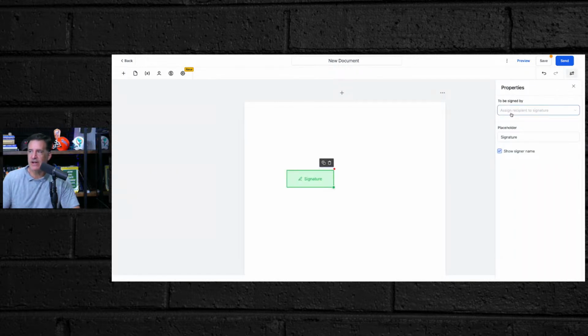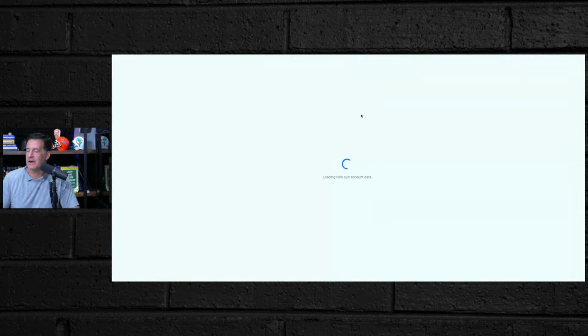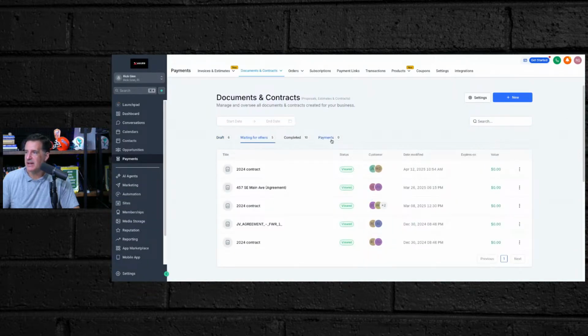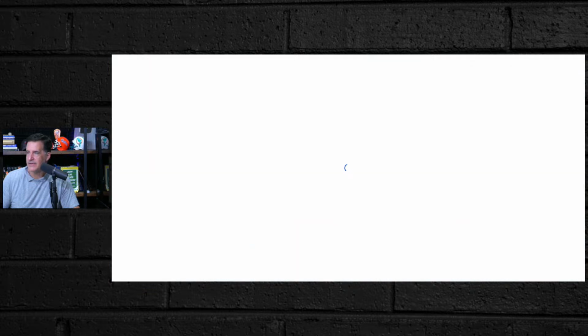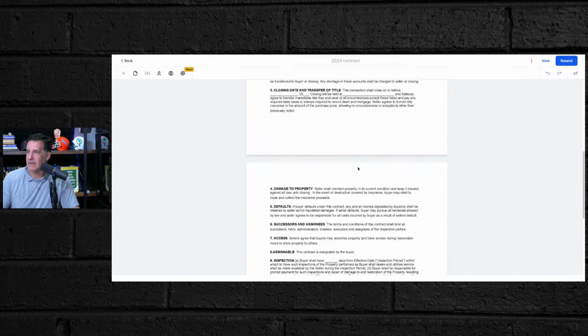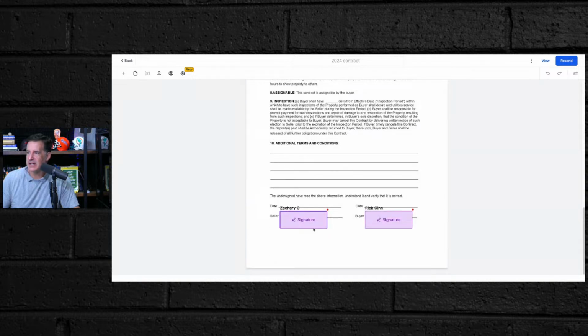They get an email. And here's the really cool part. I want to show you this, which I love. When you have it, if you're waiting for people to sign, you can see all the agreements in here. So let me give you an example. Give you an old one. Hopefully this is, here's your purchase and sale agreement. Go down. I slide the signature down there. You put the email, done.